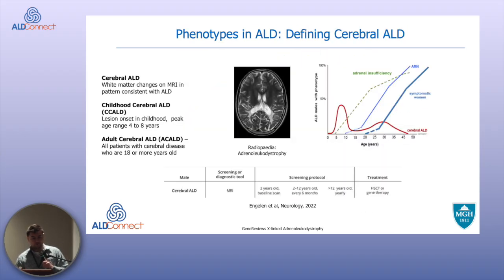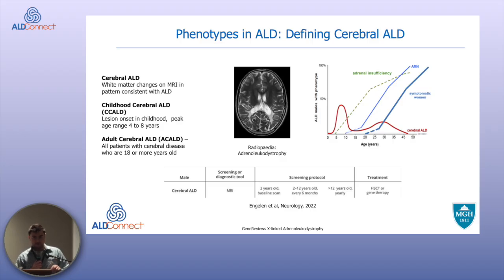Okay, so cerebral ALD. Obviously, we've talked a lot about cerebral ALD, and everyone in this room thinks a lot about it. The phenotype of cerebral ALD is defined by white matter lesions on an MRI that are consistent with the pattern of ALD. You can have onset of those lesions in childhood. That's called childhood cerebral ALD. And if you're an adult that has lesions on your MRI, it's called adult cerebral ALD.